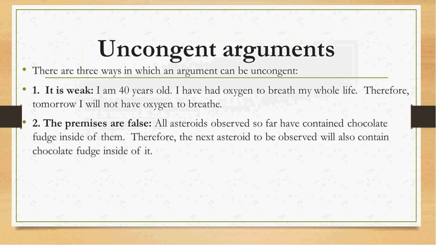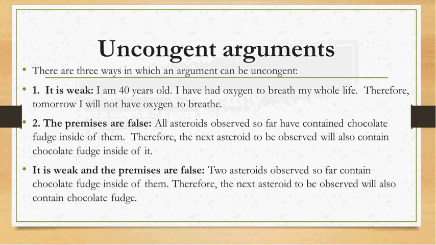The problem here is that we know that it is false that all asteroids observed so far have contained chocolate fudge inside of them. No matter how many of us would want that to be true, we know that that's just false. And because that is false, we have a case here in which the premises are false. We only have one premise here, but the premise is false, and so this argument cannot be cogent.